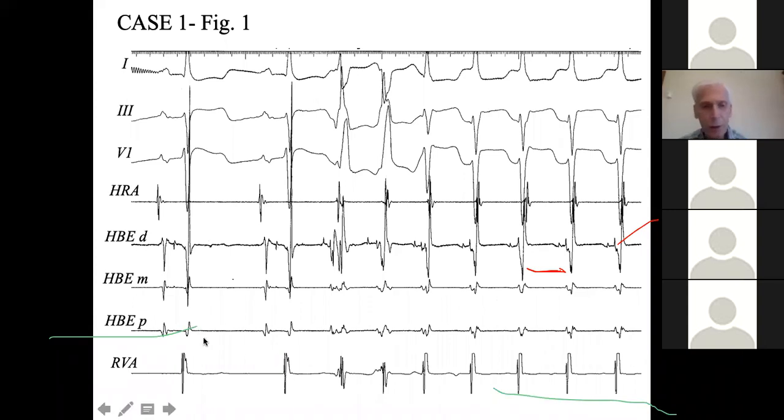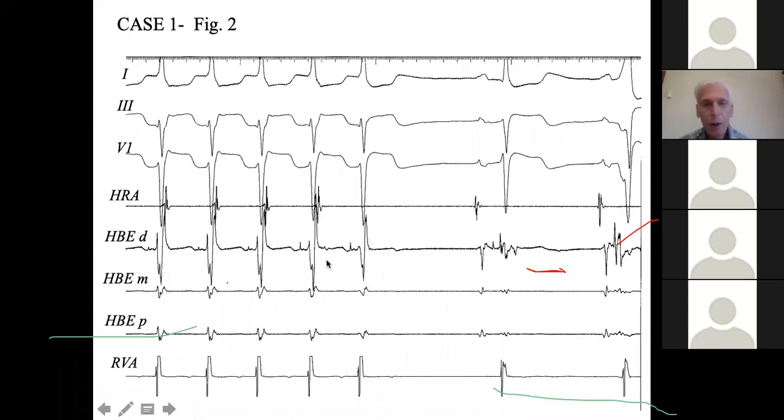I think the key is the termination. Because, first of all, when this tachycardia terminates, it terminates with a QRS. There's no VA conduction. Now, if it's a junctional tachycardia, that'd be awfully coincidental that the first QRS that has VA block, without any VA block in front of it, is simultaneous with termination. So AVNRT indeed is the most likely correct answer.